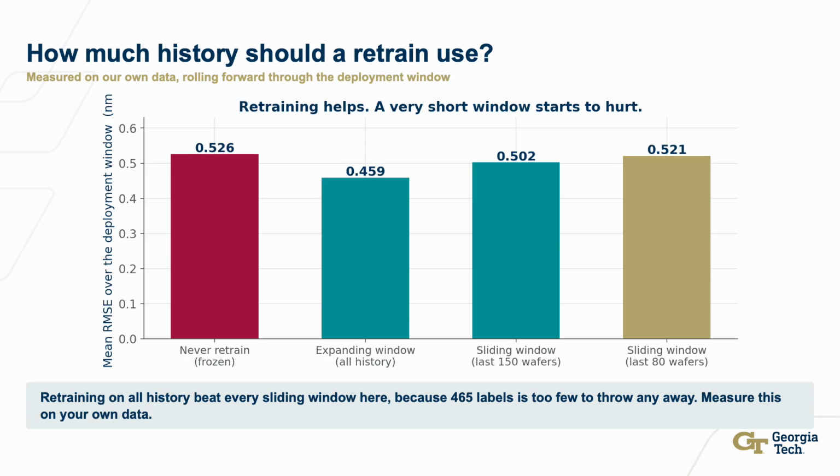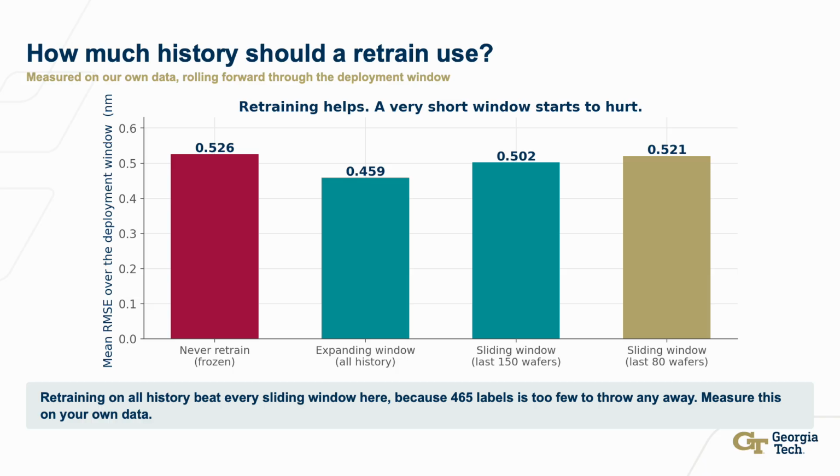How much history should a retrain use? Measured on our own data rolling forward through the deployment window. Never retrain, freeze the model after training: 0.5 to 6 nanometers averaged over the window. Retrain on every step on the history: 0.459. A 13% improvement for doing nothing except refitting periodically. This is the cheapest accuracy in the entire lecture.